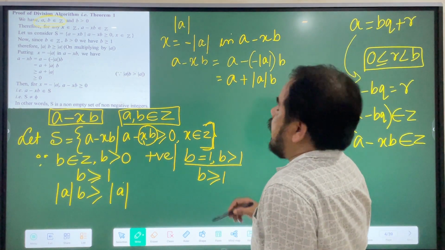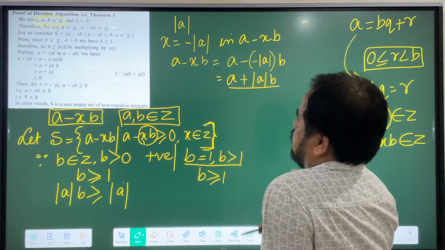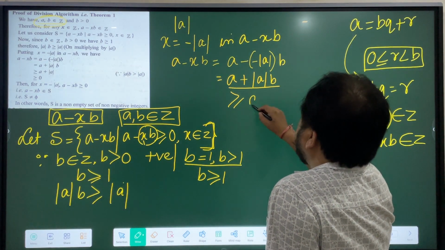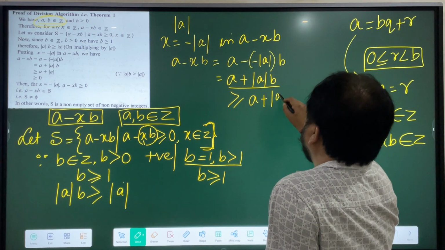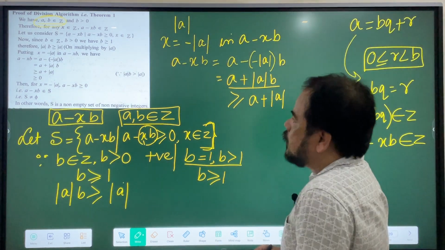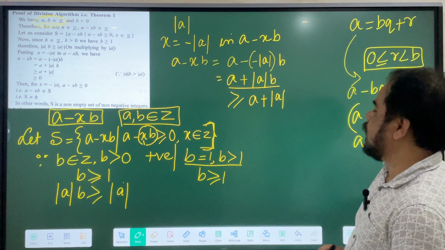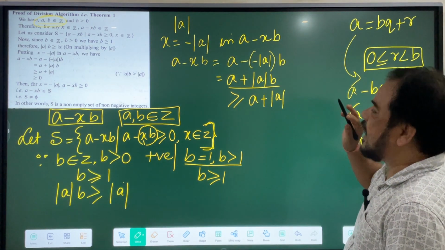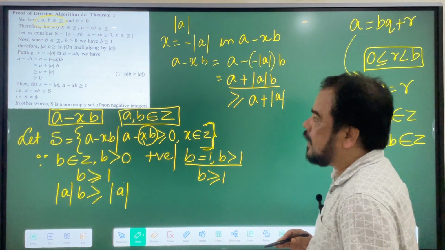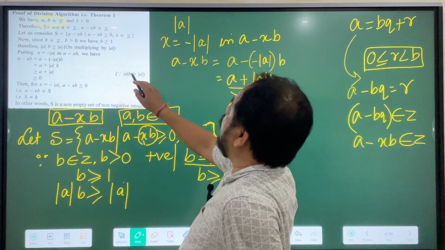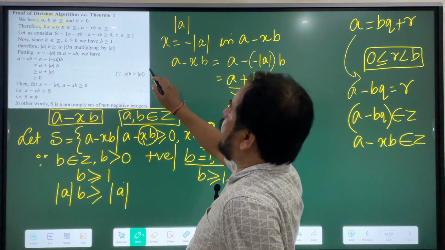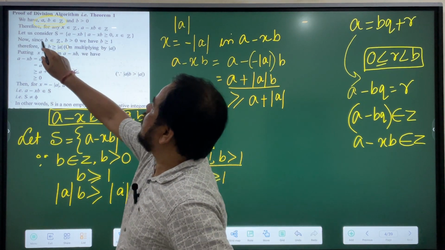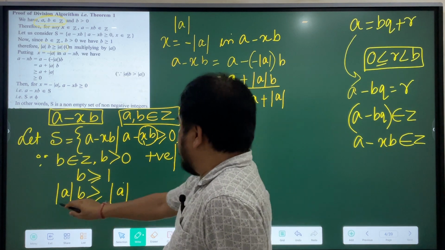Now this one is greater than or equal to a plus mod a. Why? a is a, mod a is mod a, b is neglected. Why is b neglected? Since mod of a times b is greater than or equal to mod a. Where did you get it? Look here, this one, the mod of this one.